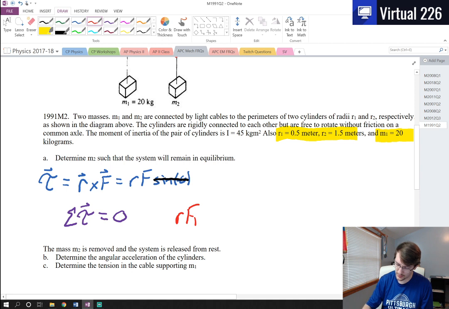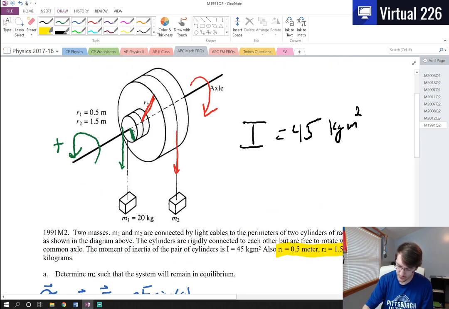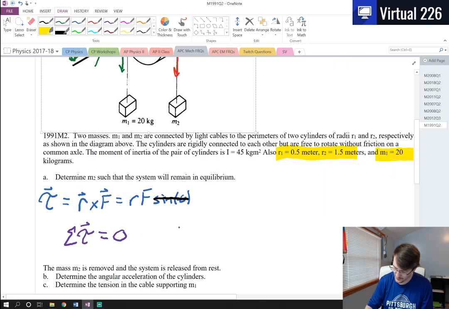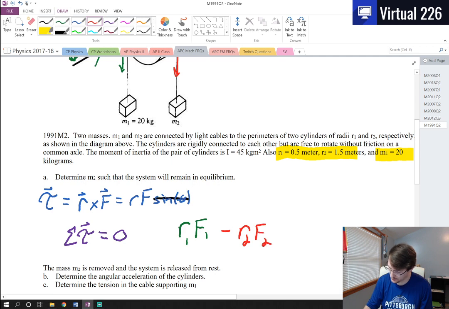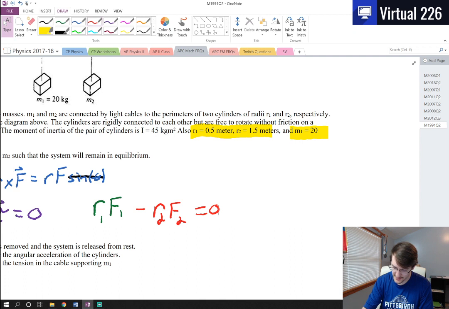A way of writing that would be something like this. I'll call counterclockwise the positive direction, so I'll call this up here a positive torque, and I'll call this a negative torque. This allows me to say that R1F1 minus R2F2 equals 0, which means I can set these equal to each other.